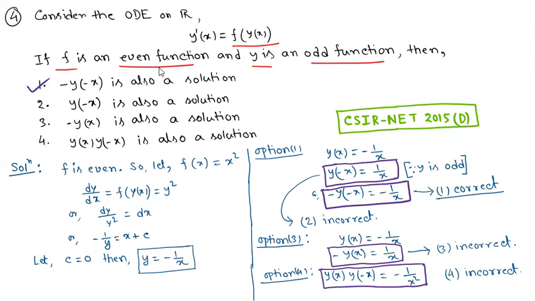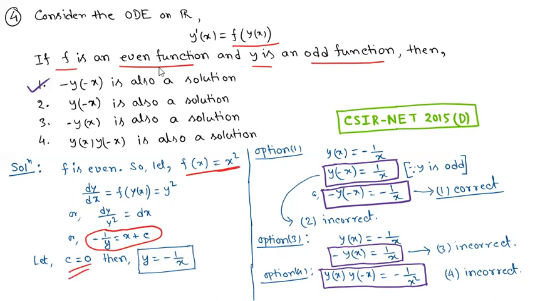What will be the solution from these four options? Since f is an even function, we consider f of x equals to x square. We know that x square is an even function. Then, according to the given differential equation, dy/dx equals to f of y(x), f is a function of y, so this will be y square. Solving this, we are getting minus 1 by y equals to x plus c, where c is an arbitrary constant. So arbitrarily we choose c equals to 0.